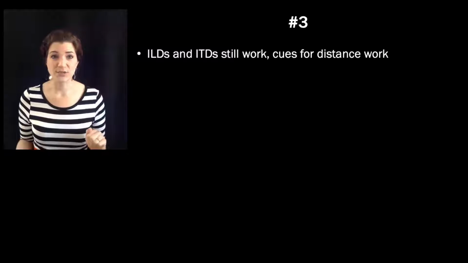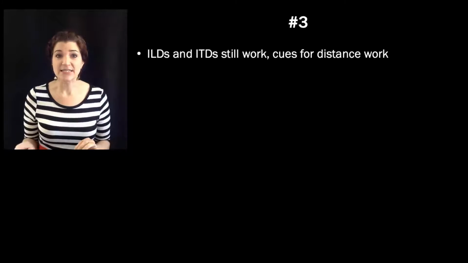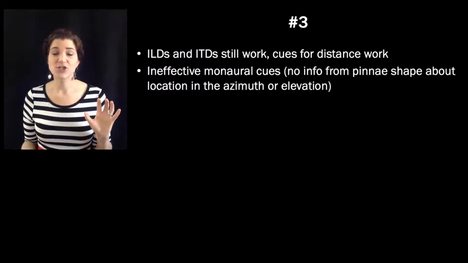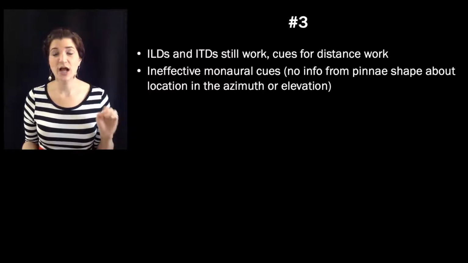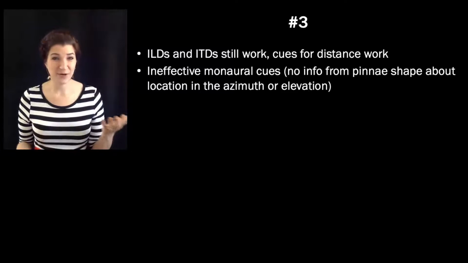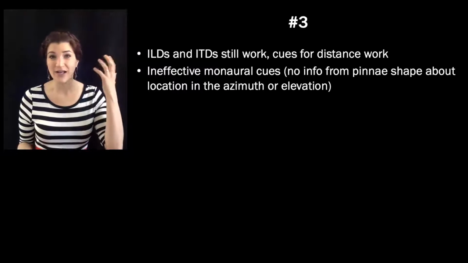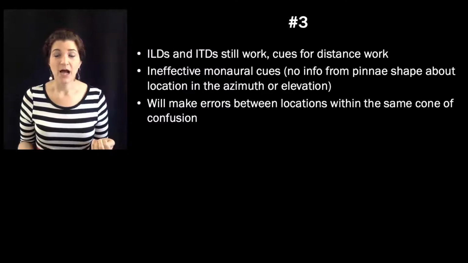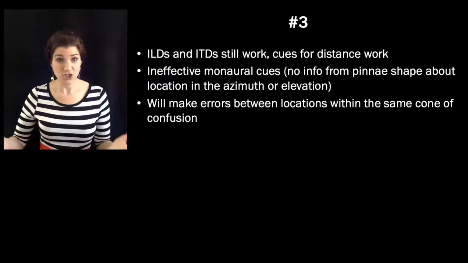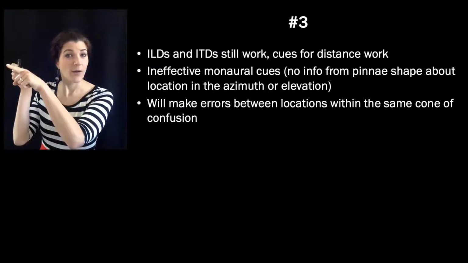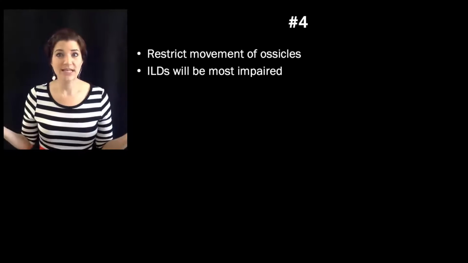All right, poor Susie. So her ILDs and her ITDs are still going to work, and her cues for distance will still work. But what's going to be impaired is that she will not be getting effective information about the monaural cues derived from pinna shape. So she's basically like a participant in the study that I told you about where she's wearing an artificial pinna that impairs her ability to localize using those cues. So she's likely to make errors between locations that are within the same cone of confusion. Because she can still use ILDs and ITDs, she can say it's definitely coming from either here or there, but won't be able to distinguish between those. What a tough day she's having.